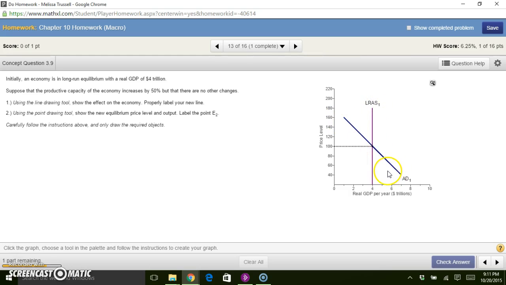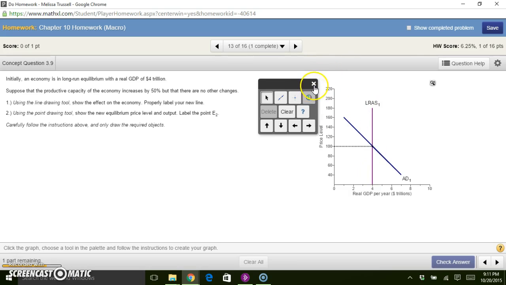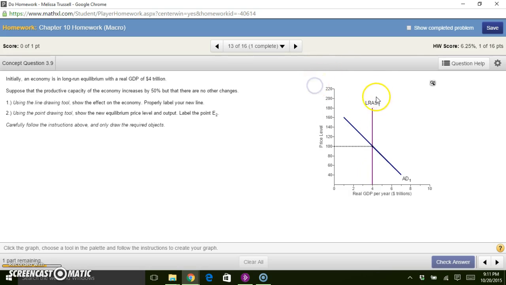So these are just like what we've studied before in the course where we had supply and demand for a particular product, but when we're talking about aggregate supply and aggregate demand, we're talking about the economy as a whole. And in this case, the supply curve for the long run becomes vertical instead of what we're normally used to looking at with our upward sloping supply curve. So that's what we have over here with this graph, and we're told to suppose that the productive capacity of the economy increases by 50%, but that there are no other changes.